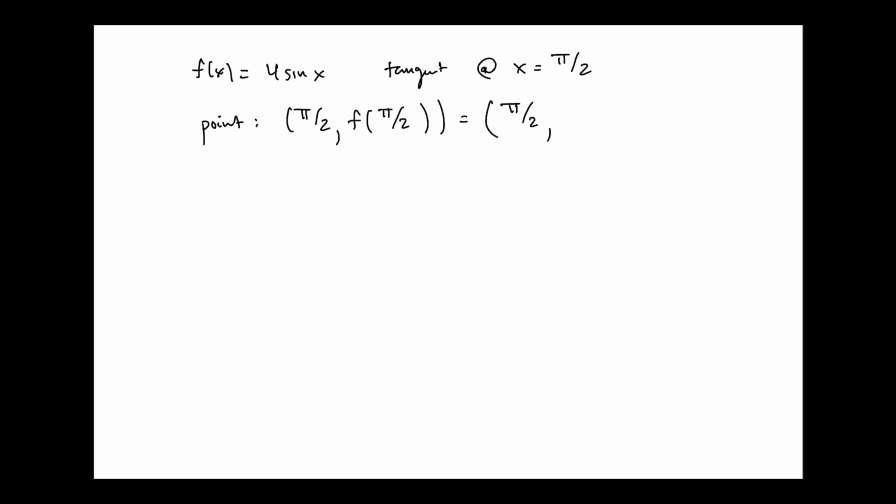What is f of pi halves? Well, it's 4 times sine of pi halves. What's sine of pi halves? 1. And so 4 times that is 4.